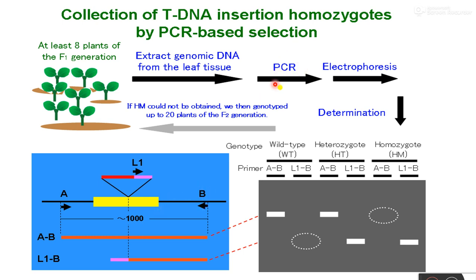So in PCR, what we generally do is we first prepare the reaction mixture in which we will add the genomic DNA of each seedling present here, and after that we will add 2 pairs of primers. The first pair of primers should amplify the length from A to B, that is around 1000 base pairs, and the second pair of primers should amplify the region between L1 and B, and here L1 is present in the tDNA.